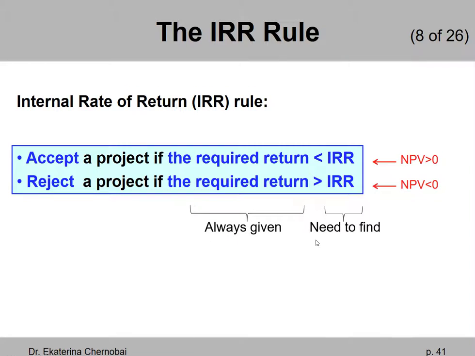So the only calculation we do to use the IRR approach is, in one step, the cash flow keys in our financial calculator. So we use the cash flow keys to find the IRR, nothing else. And the second step is we compare the IRR that we found with the required return, so-called required return, which is a number that's always given to us. So we just check whether our IRR is above or below the required return. If it's above, that's a good thing. Accept the project. Otherwise, reject it.